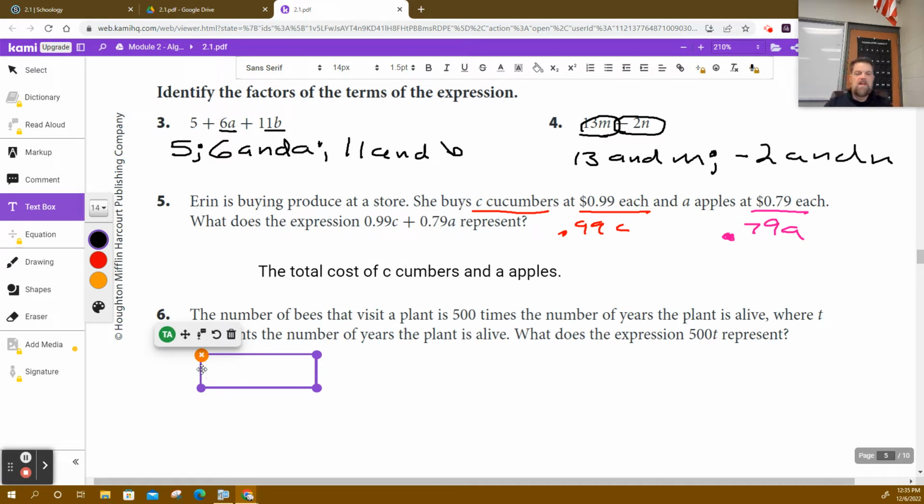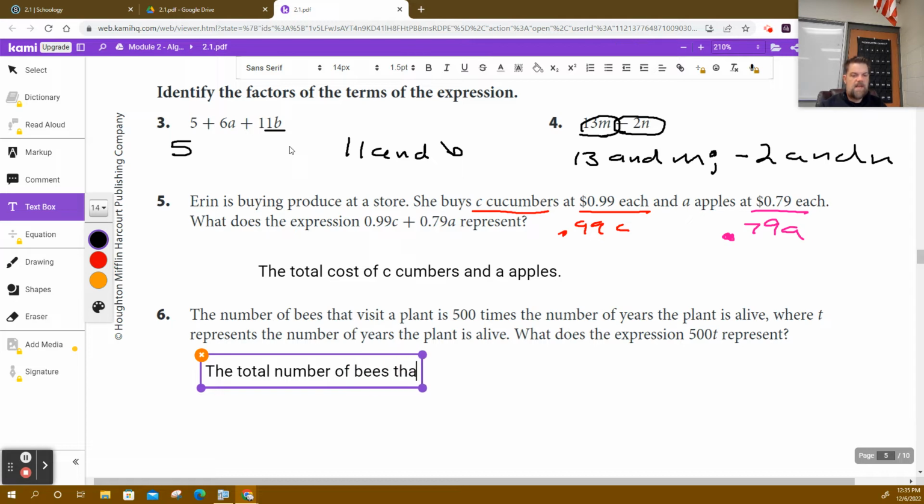and apples. It says the number of bees that visit a plant is 500 times the number of years the plant is alive, where T represents the number of years the plant is alive. What does the expression 500 times T represent? Same thing. Well, the total number of bees that will visit the plant in its lifetime.